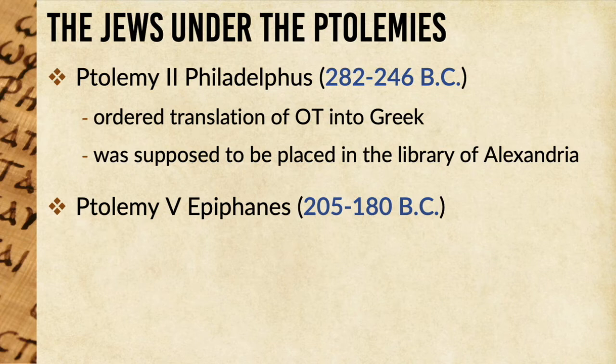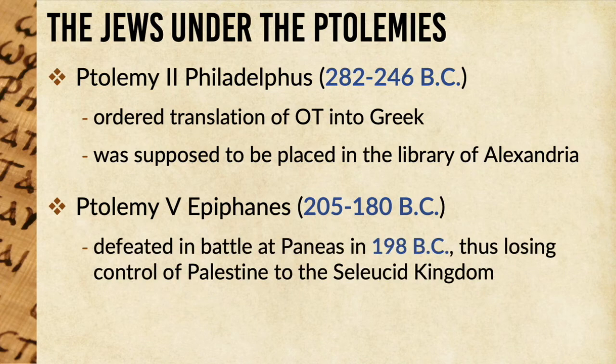We get to Ptolemy V Epiphanes. That's his nickname. He reigns from 205 to 180 BC. He is defeated in the Battle of Panaeus in 198 BC. As a result of that defeat, he loses control of Palestine to the Seleucid kingdom. So it is Ptolemy V who loses the Jews, at least the Jews in Palestine. Those folks are now going to be under Seleucid control.